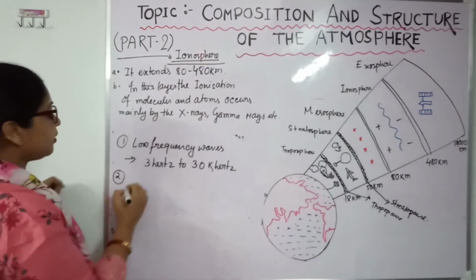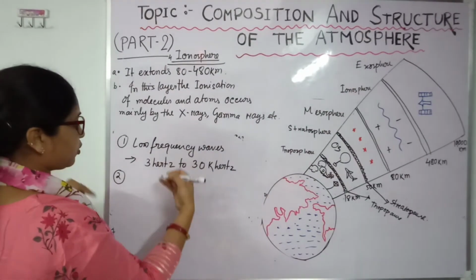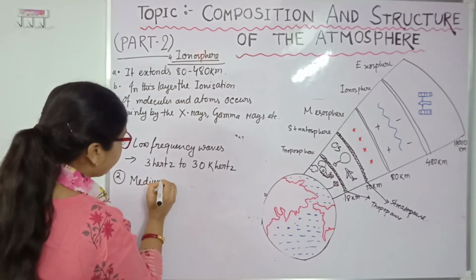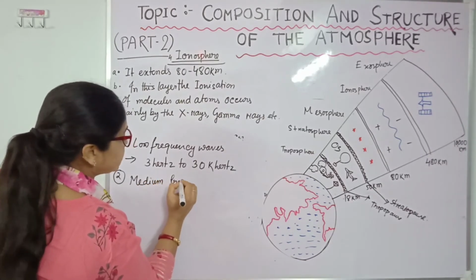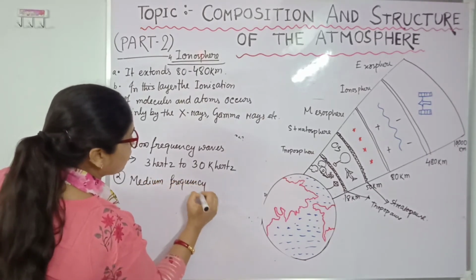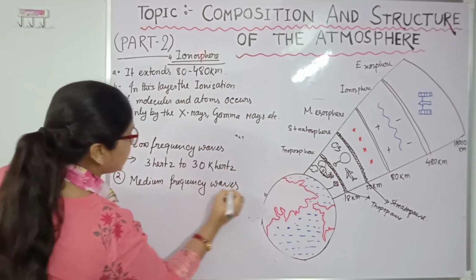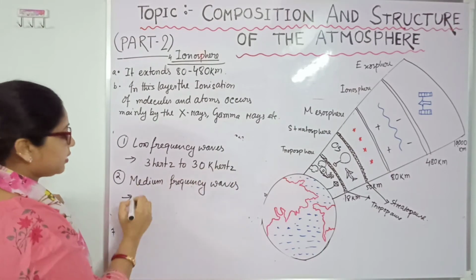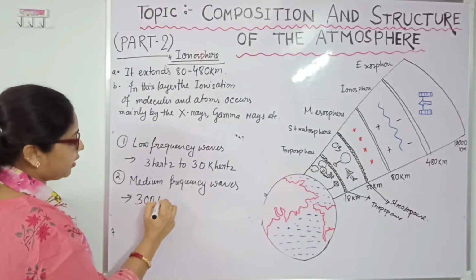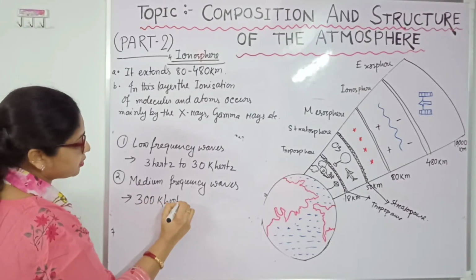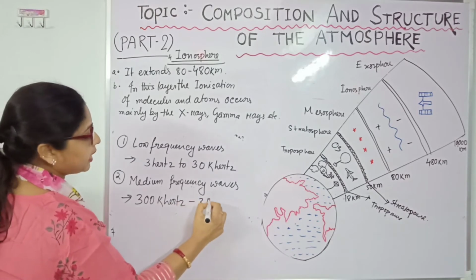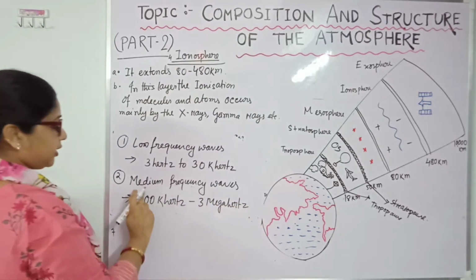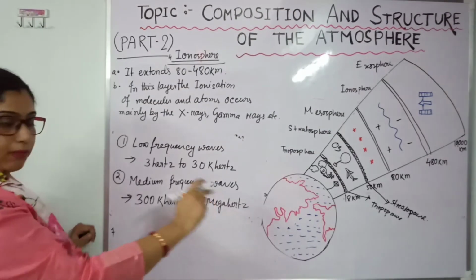Then when the frequency is more than that, it is known as a medium frequency wave. Here see how it is changing: after 30 kilohertz, it is 300 kilohertz to 3 megahertz. It is known as a medium frequency wave.